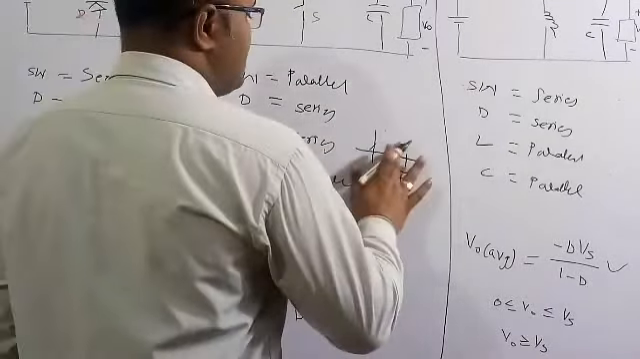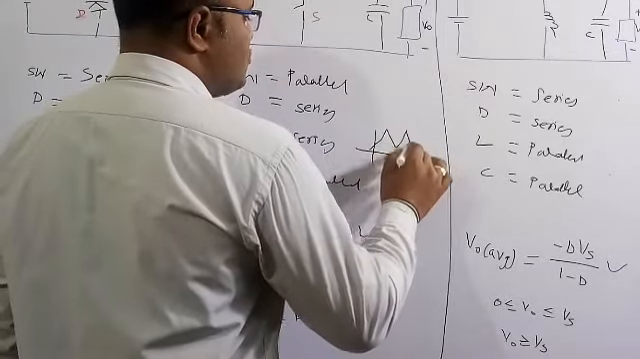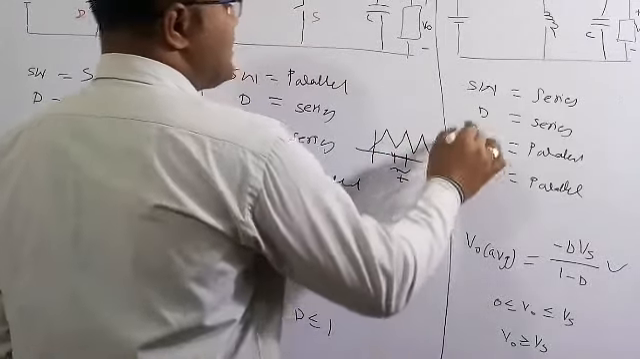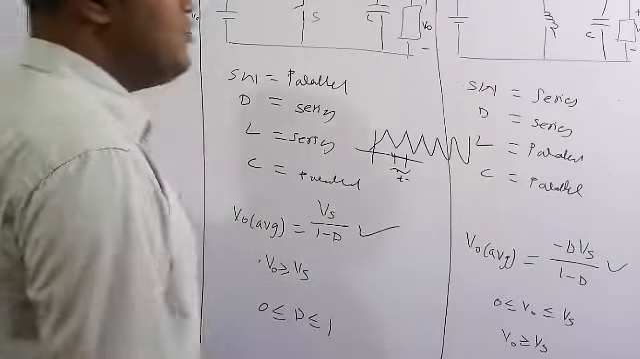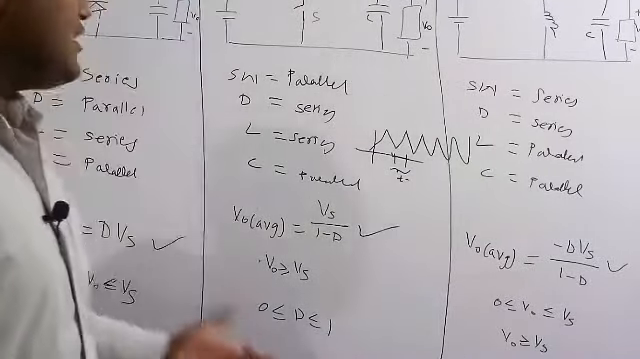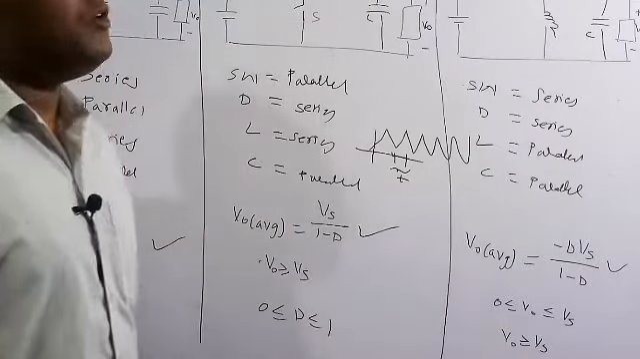Continuous conduction means there is no zero; the current is always continuous. That's why it is called continuous current. So these expressions hold only when the current is continuous.